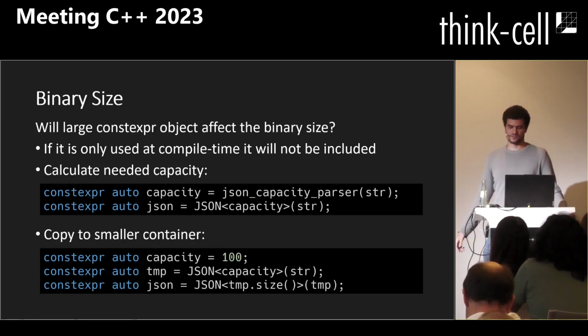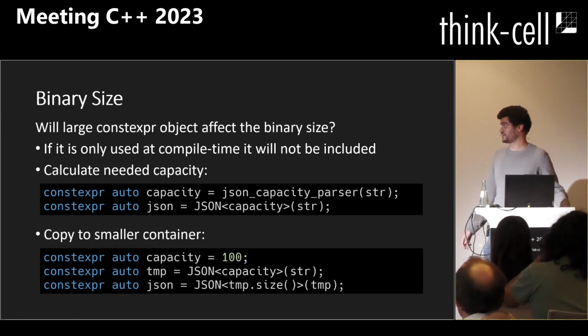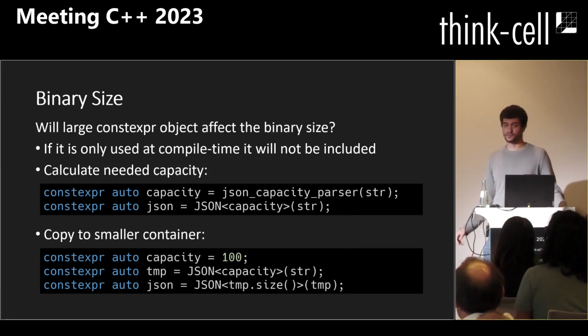The size of our JSON variable is very big because it contains the compile-time allocator. So how will it affect the binary size? If it is only used at compile time, it will not be included in the binary output. If you do need to use it in runtime, then it must be included in the binary output. In this case, there are some ways to reduce its size.